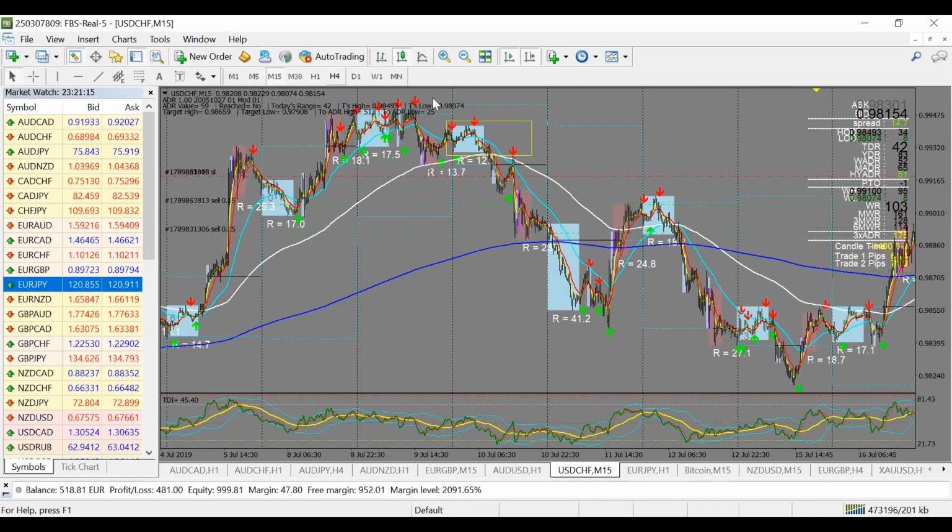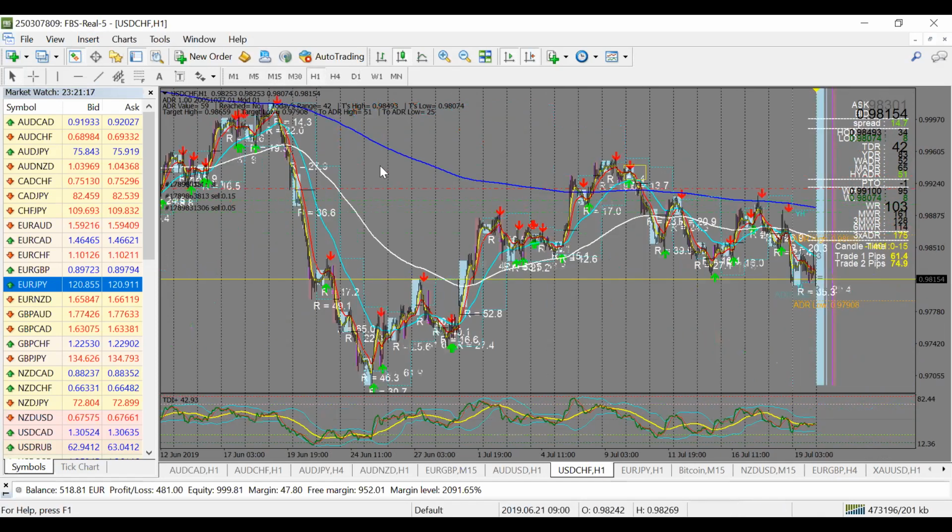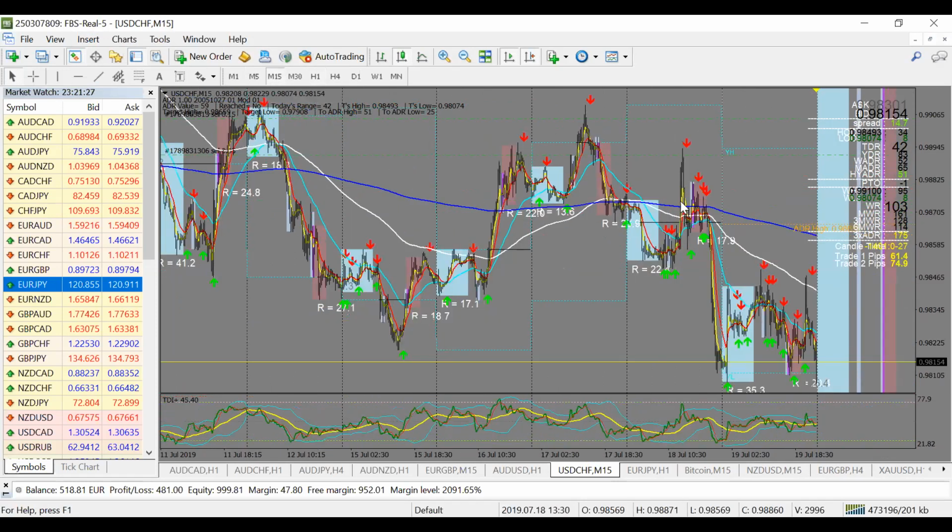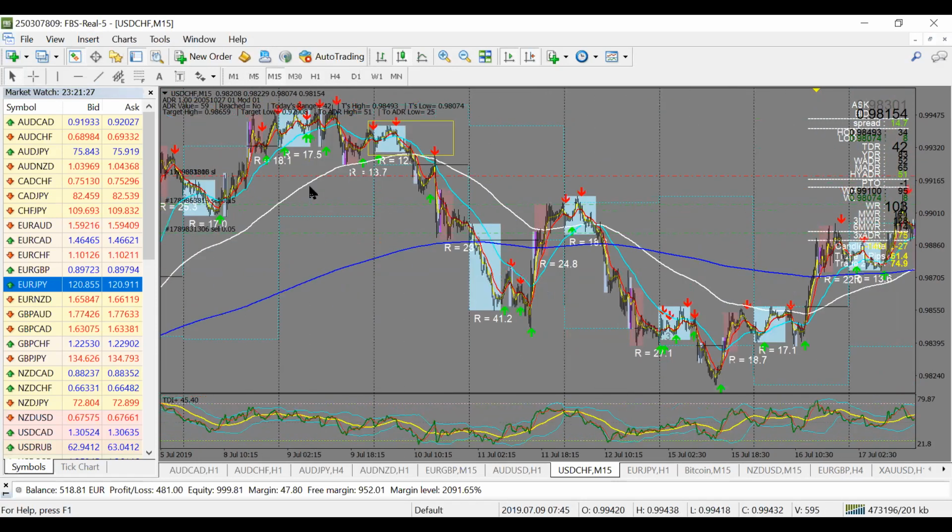Okay, then let me go to 1 hour time frame. Let me see. Yes, perfect. Yeah, this is the place where I took this trade. So in 15 minutes, you can see this was the area that I saw my ID50.